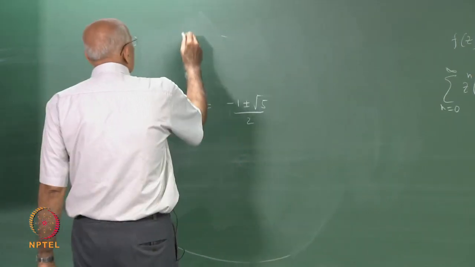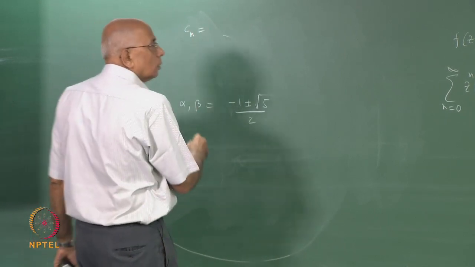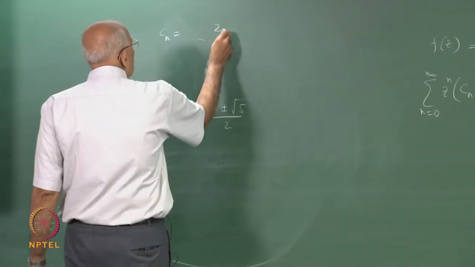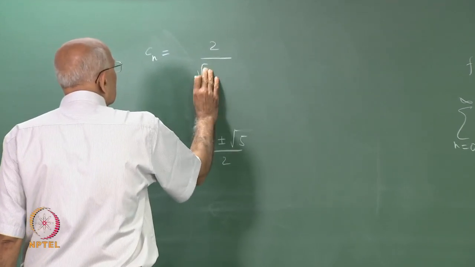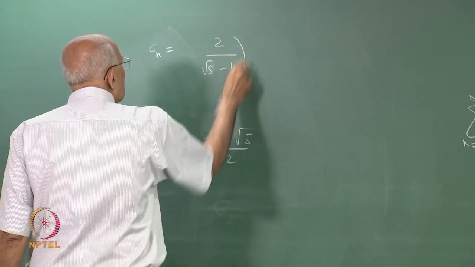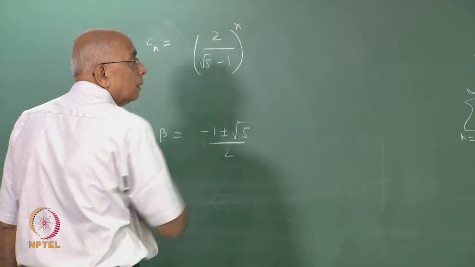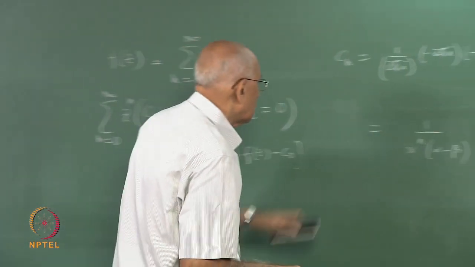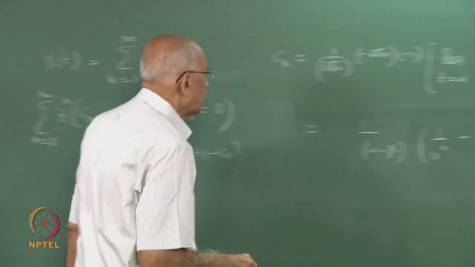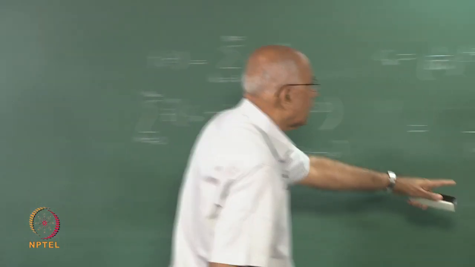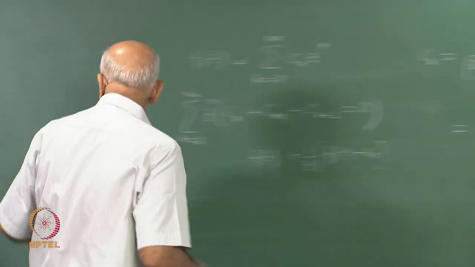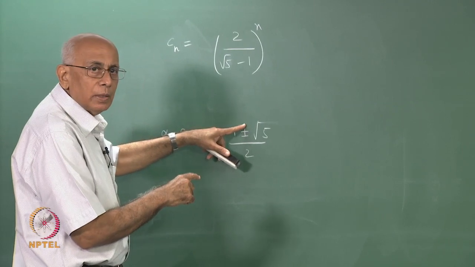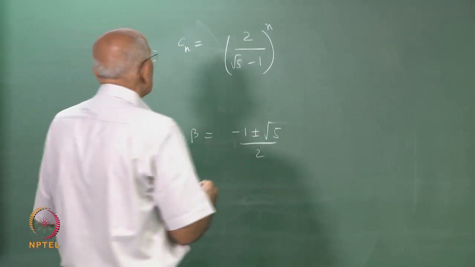So Cn is equal to 1 over alpha to the power n, so that is 2 over root 5 minus 1 to the power n. Oh, there was not this, sorry, this was not there. I have taken that inside. What is alpha minus beta? It is this with a plus sign minus the same thing with a minus sign, so it is just square root of 5.